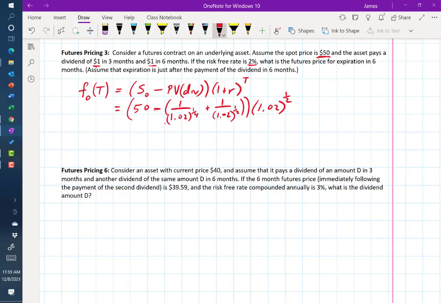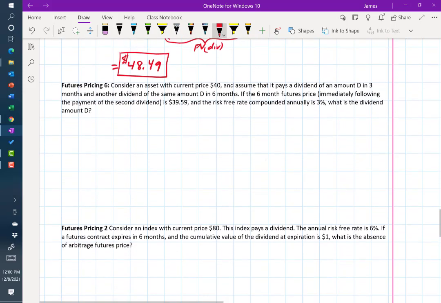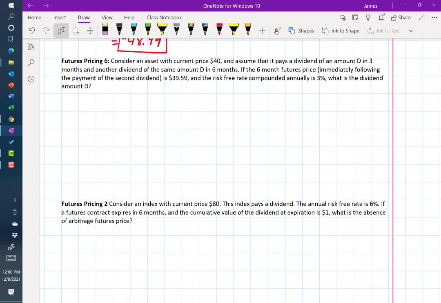Okay, so just to be clear, this part here is the present value of the dividends, and then this here is compounding it out to expiration. And so you do this, you're going to get $48.49. Okay, pretty straightforward application of the futures pricing formula. Let's move on to the next problem.